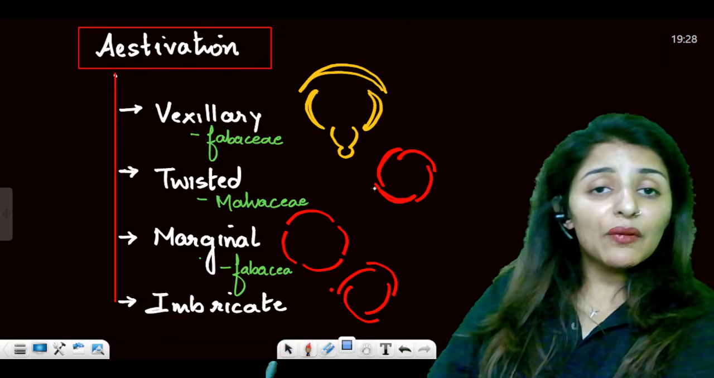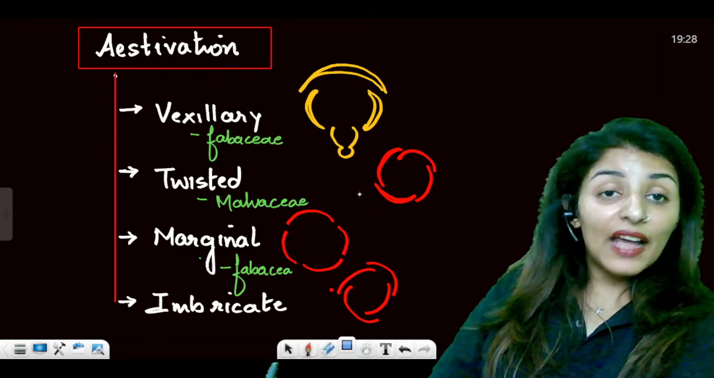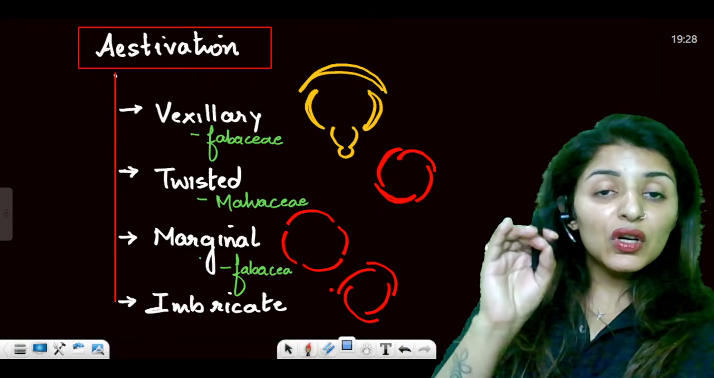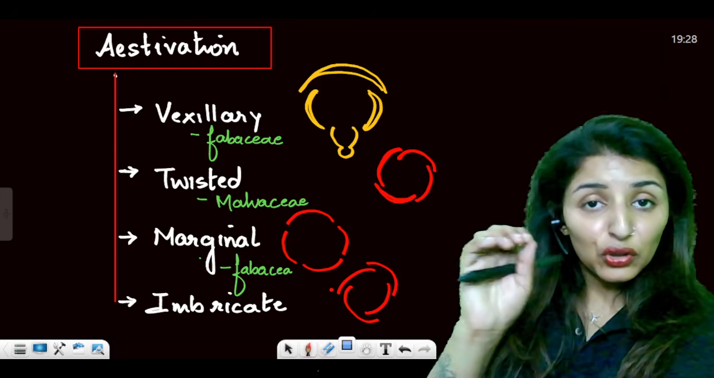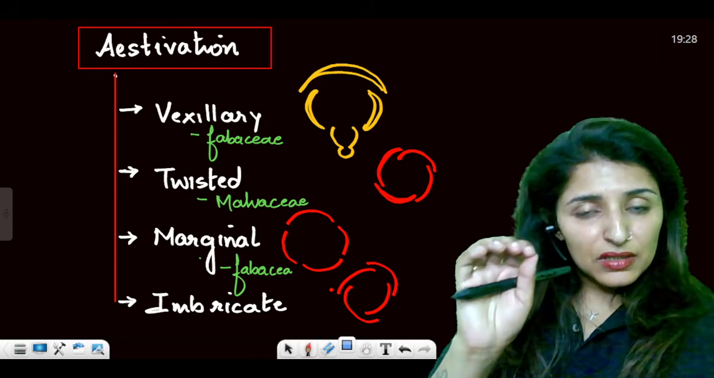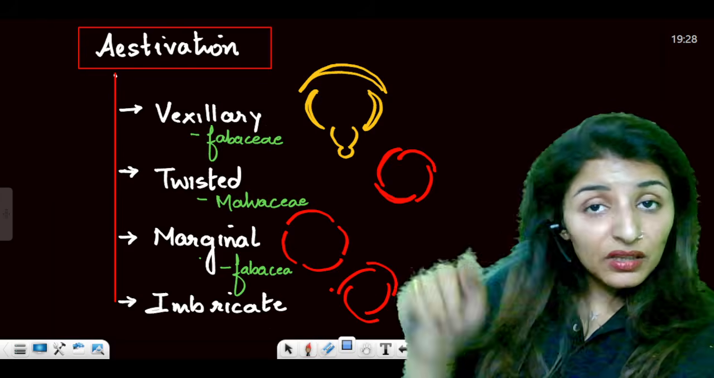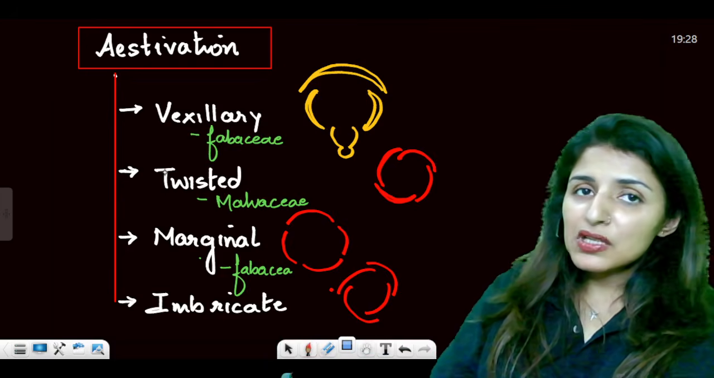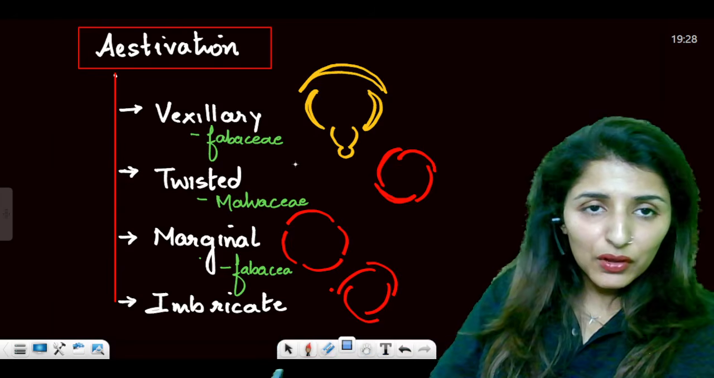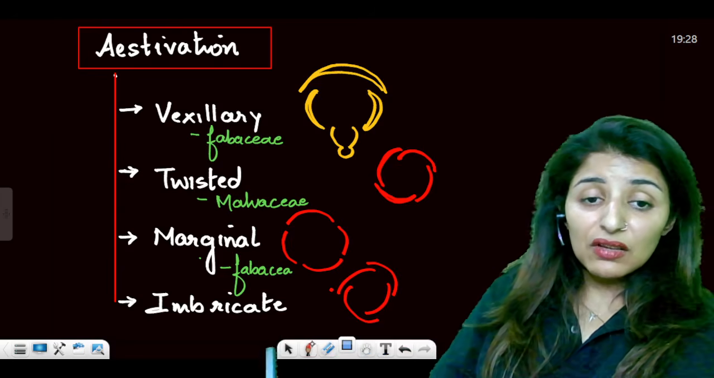Now, what else are we going to study in the floral diagram? We will be able to observe the estivation, that is the arrangement of the units of sepals or petals within the same whorl. How are they arranged? We have in all four types of estivation, which we have already read about in morphology. So vexillary condition.